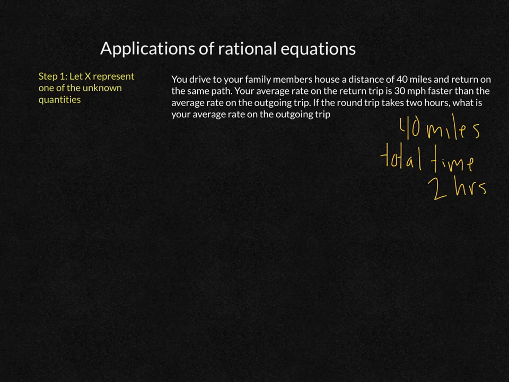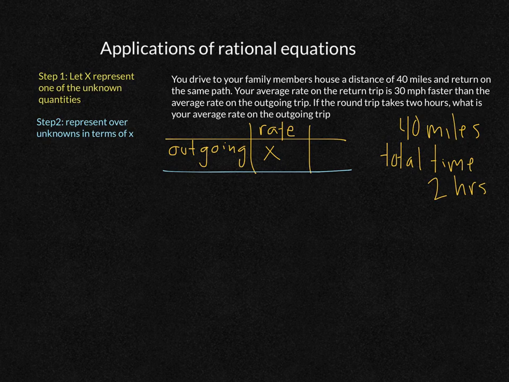What we are trying to find is the average rate on the outgoing trip. So we're going to let the outgoing trip its rate equal x. The second step is to find other unknowns in terms of x. Let's think about that 30 miles an hour faster. The return then, if my outgoing is x, would be x plus 30 because we are 30 miles an hour faster.